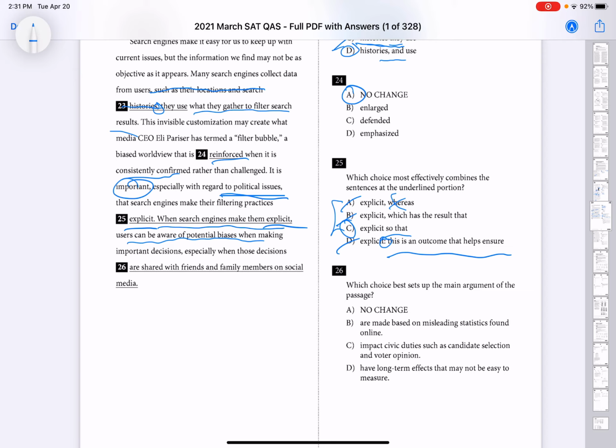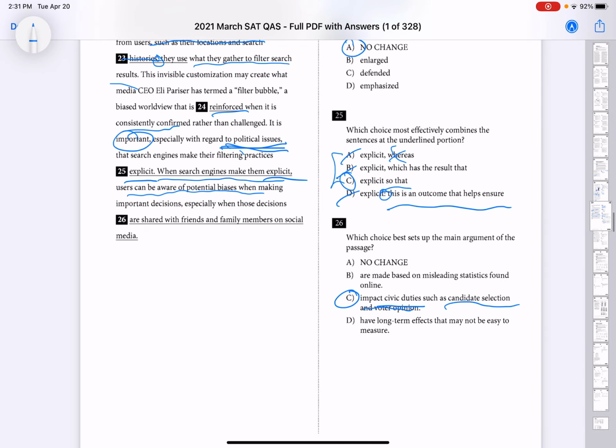26. It looks like it should be C because civic duties is the same as political issues. So I'm pretty confident that 26 should be C because civic is such as candidate selection and voter. Yeah, so it has voter opinion in it too. So 26 should be C. It's not going to be A because it's not just focused on friends and family on social media. It's not about misleading statistics, and it's not about the long-term. So this is too vague. Long-term effects may not be easy to measure. It doesn't go into specifics about the politics. So 26 is C.